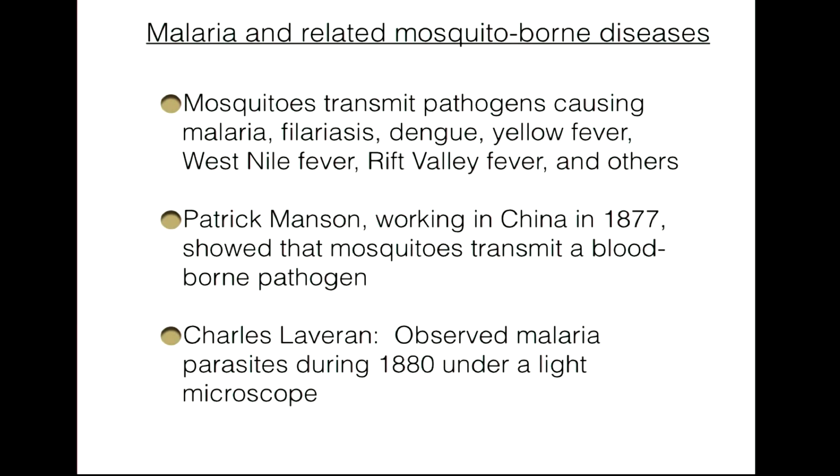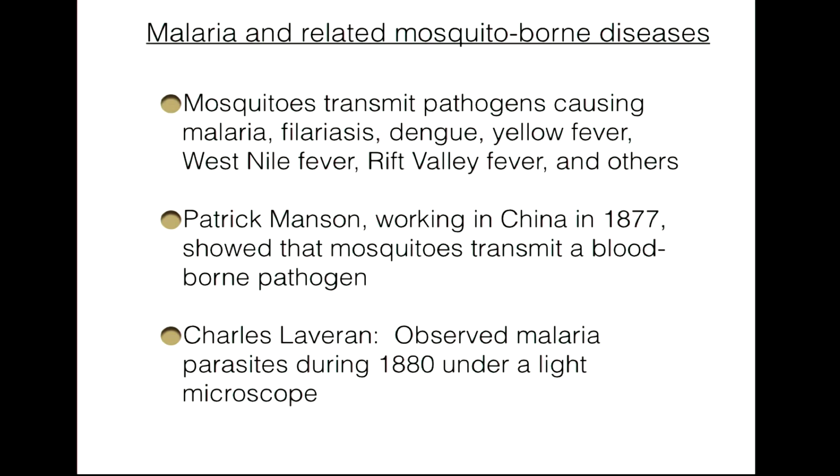So mosquitoes are vectors, that is, they transmit diseases, and they transmit a whole bunch of pathogens causing malaria, filariasis, dengue, yellow fever, West Nile fever, and several others. The idea that mosquitoes could transmit disease, could act as vectors, actually is an old idea. It goes back to someone called Patrick Manson, who showed that mosquitoes transmit a blood-borne pathogen. It goes back to 1877.